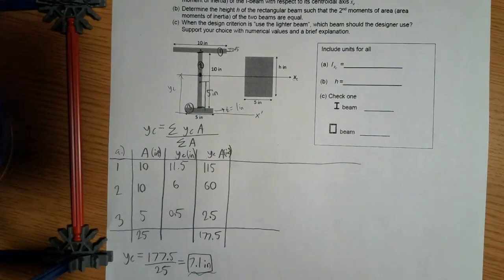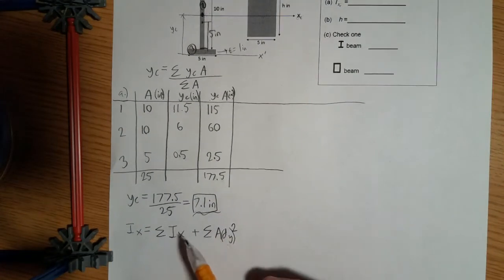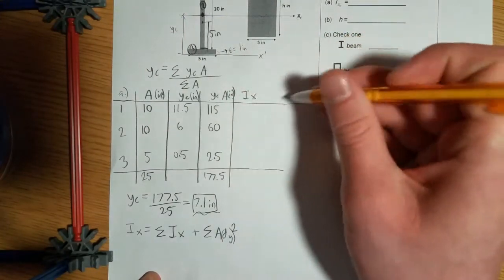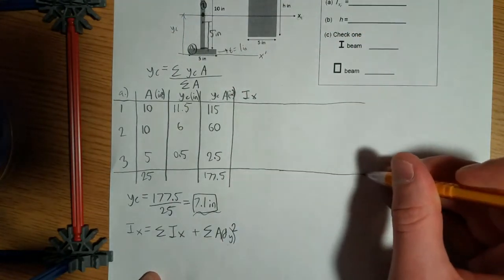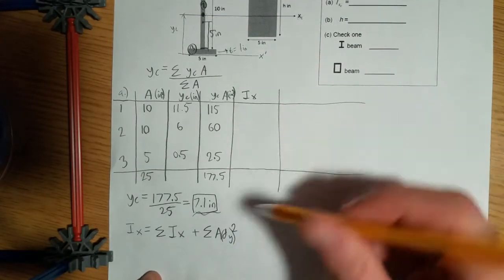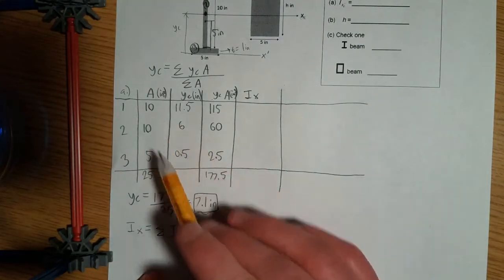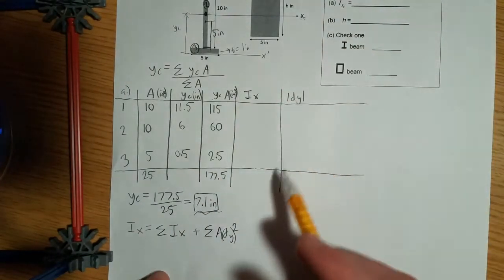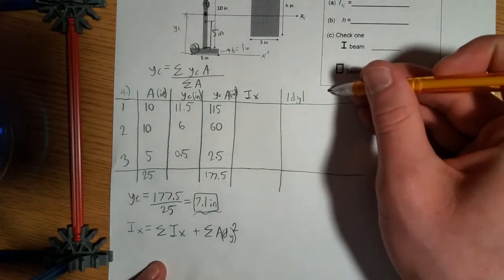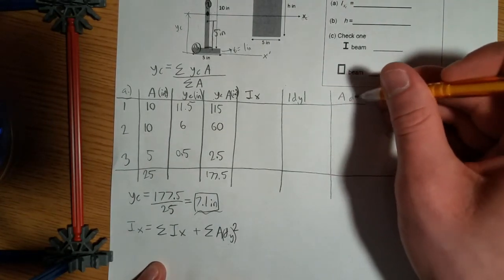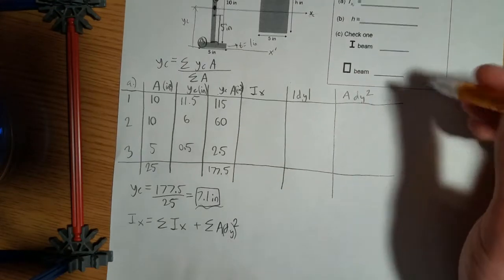So we've got that. So what we need to solve for now is we need the Ix for each of these. So we can go ahead and put that in. Ix and give some space for that. We need area, we have area. And we need dy, which I'm going to go ahead and write absolute value because we're squaring it, so it doesn't matter what the sign is. And dy, and then we can take a times dy squared over here.